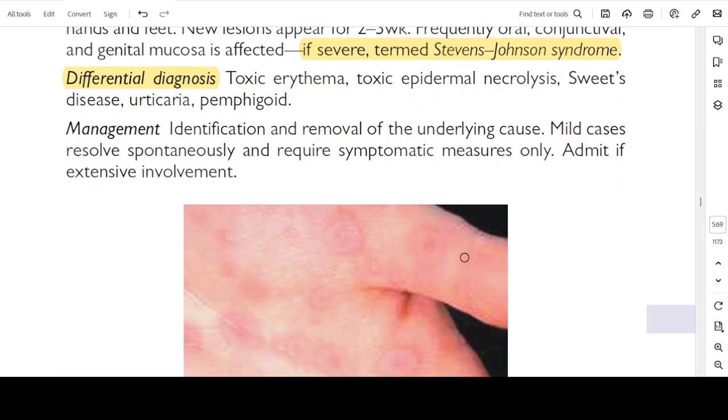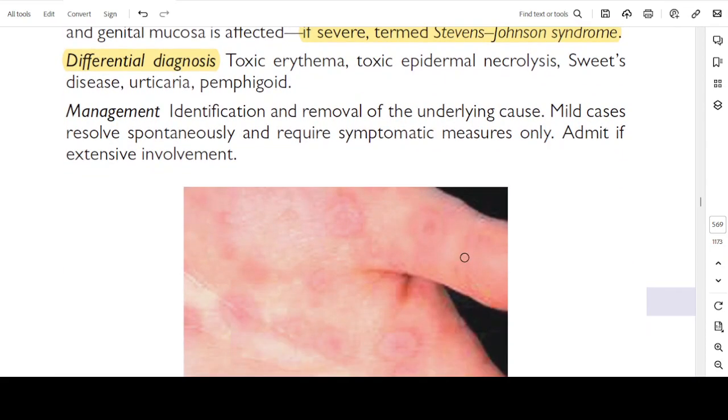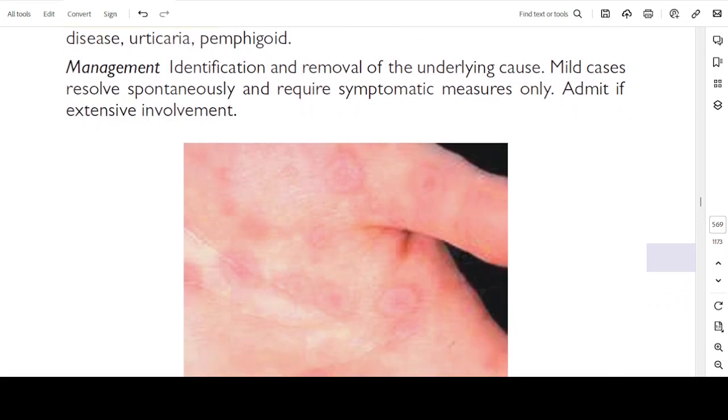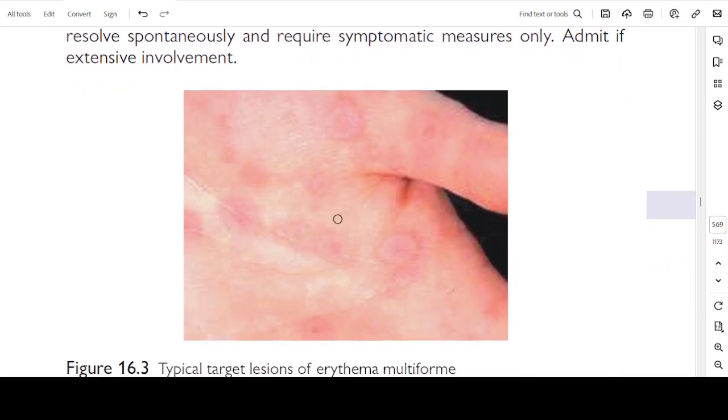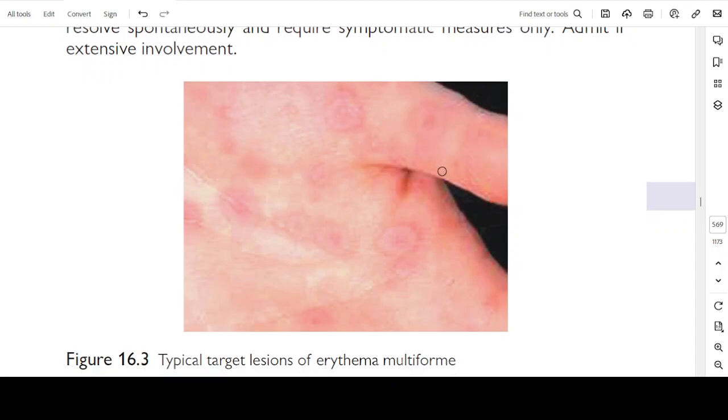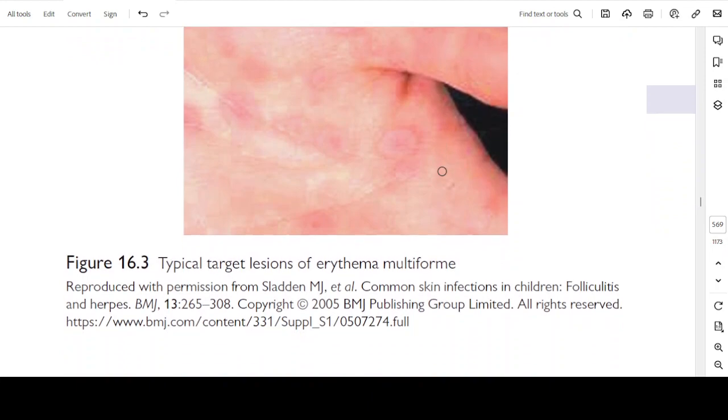Management. Identification and removal of the underlying cause. Mild cases resolve spontaneously and require symptomatic measures only. Admit if extensive involvement is there. So we can look here. There are these target lesions, ring-like lesions, right? Typical target lesions of erythema multiforme.